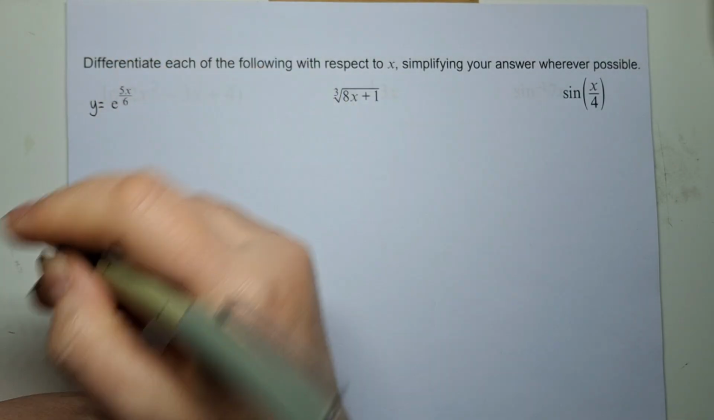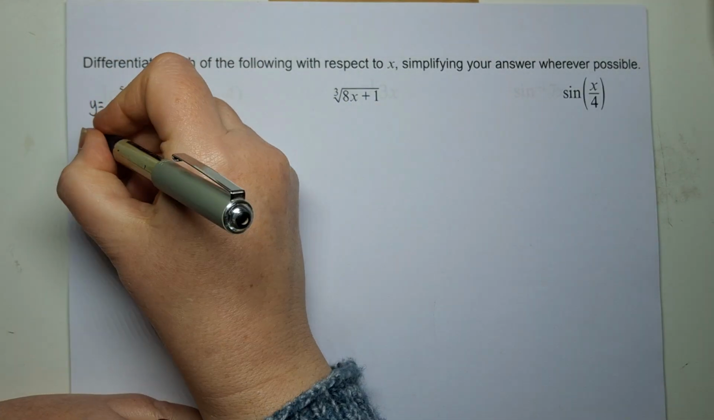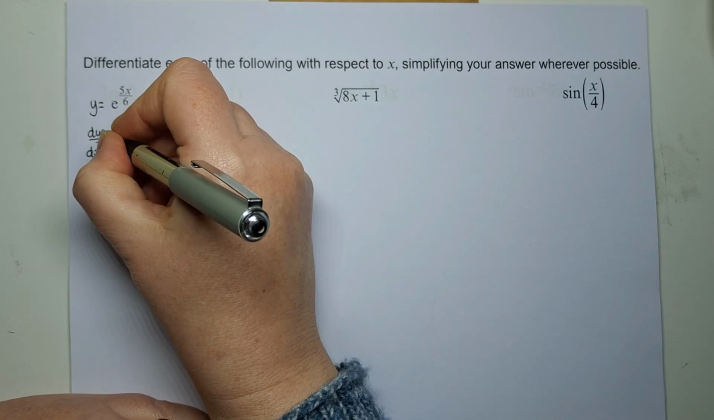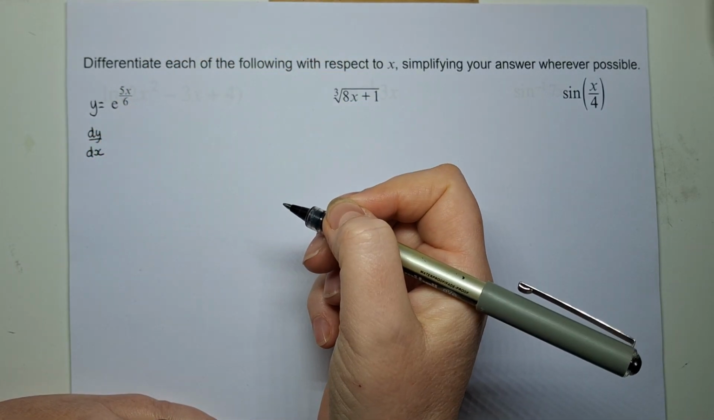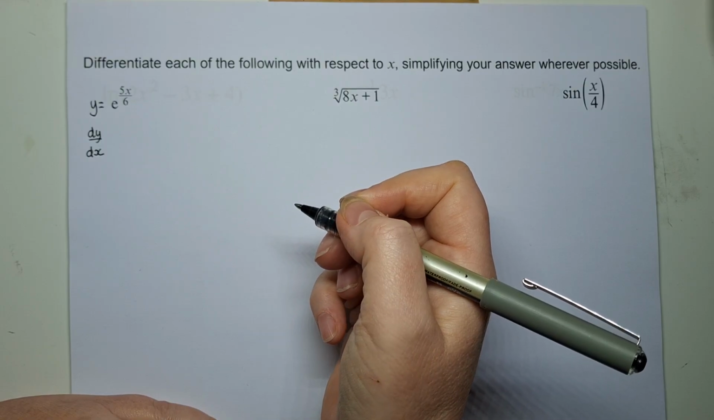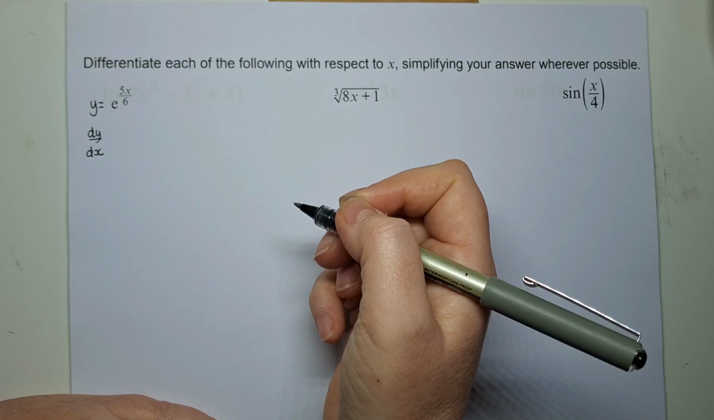So let's call that y equals. So we can write down dy by dx equals. Now, with all of these, you could do the chain rule, but that's going to take you a little bit longer. So I'm just going to explain and remind you of the quicker way to do this without having to go through the chain rule steps.